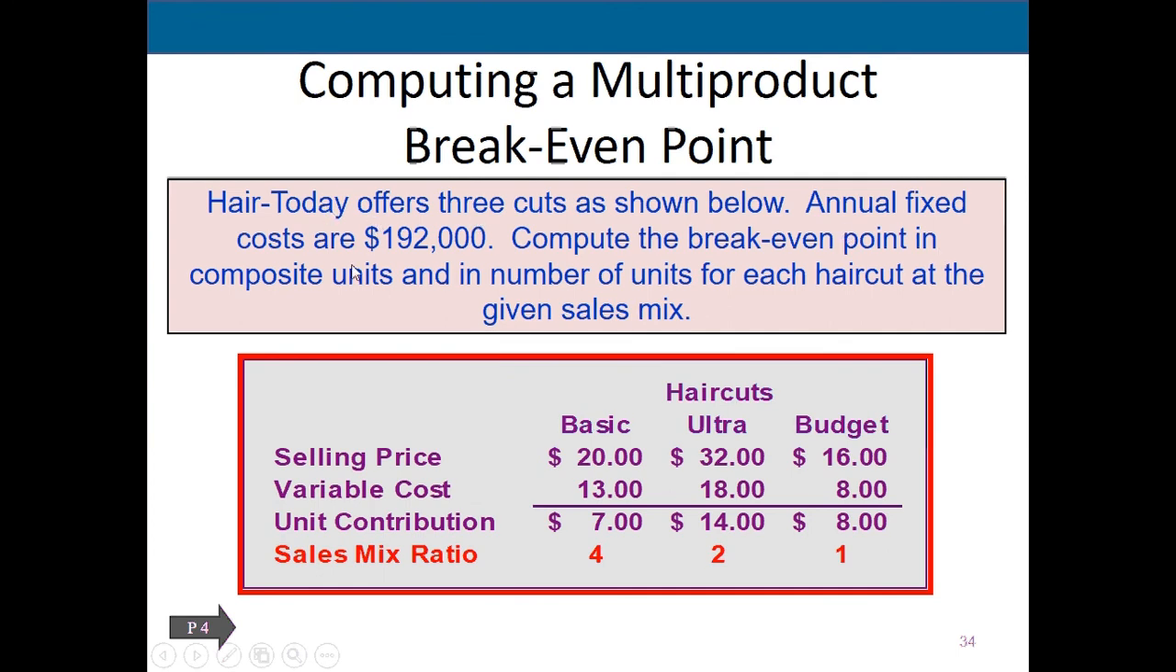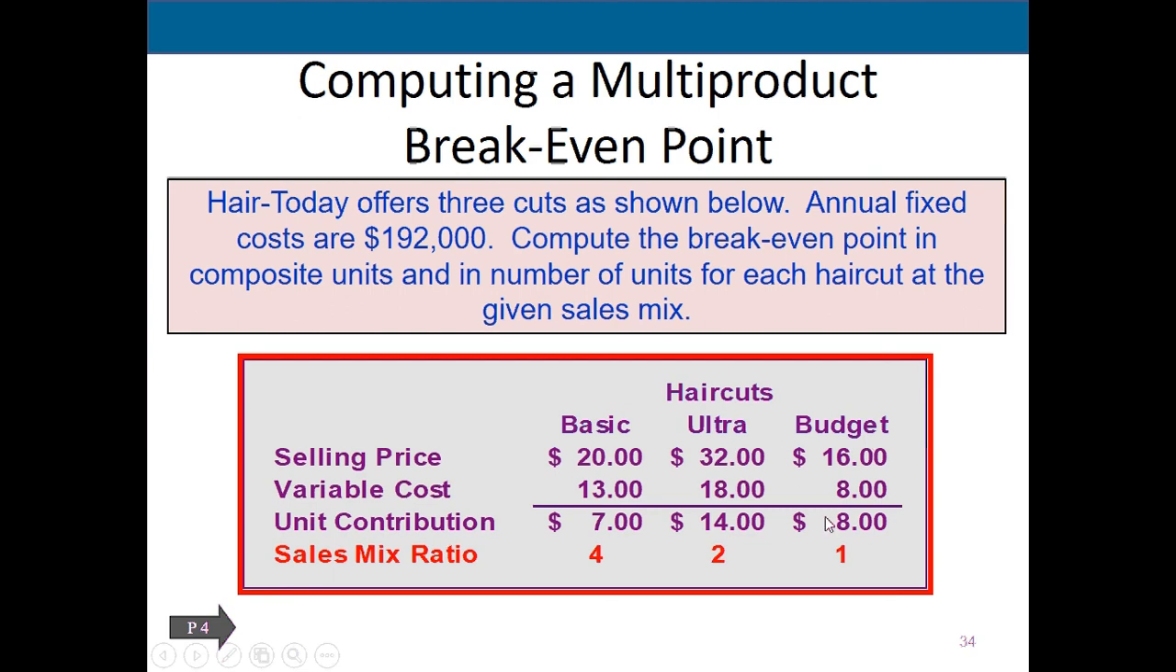Their annual fixed costs are $192,000. That's good. We know that now. Compute the break-even point in composite units and the number of units for each haircut at the given sales mix. So let's just look at what they've got here. They have 3 different types of haircuts. They have a basic cut, ultra cut, and the budget cut.